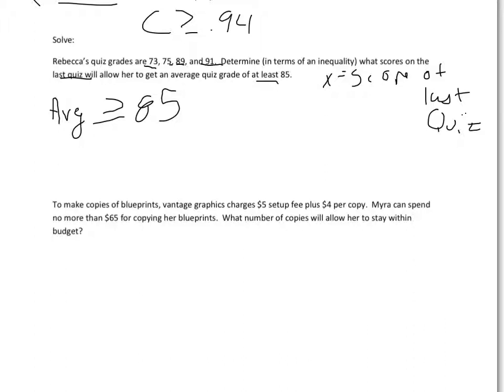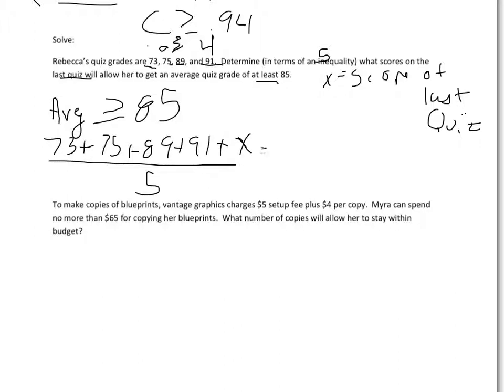So all told, there's the 73 quiz, that's one. There's the 75 quiz, that's the second. 89, that's the third quiz. And 91, that's the fourth quiz. And then this x is the fifth quiz. So to find the average of those numbers, we have 73 plus 75 plus 89 plus 91 plus x. So we add all the quiz scores together, our first, second, third, fourth, and fifth. Divide that by 5, and that must be greater than or equal to 85.